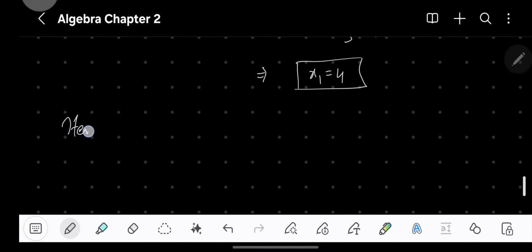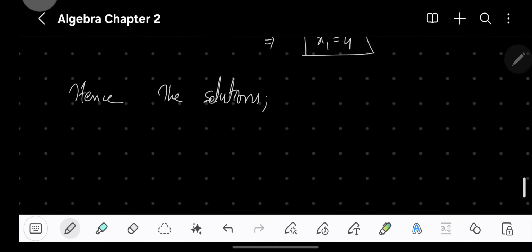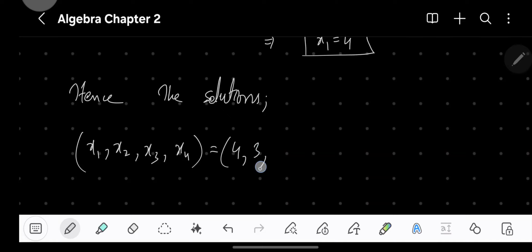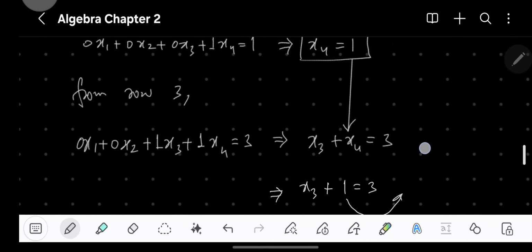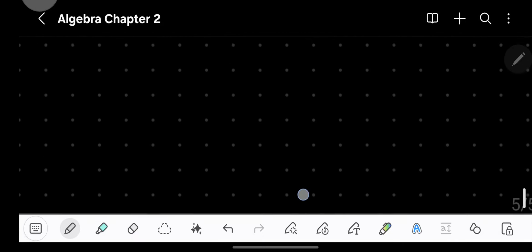Hence, the solution is x1, x2, x3, x4. What are the values? x1 is 4, x2 is 3, x3 is 2, and x4 is, I think, 1. Let me check. What is x4? x4 is 1. Yes. So this is the solution.